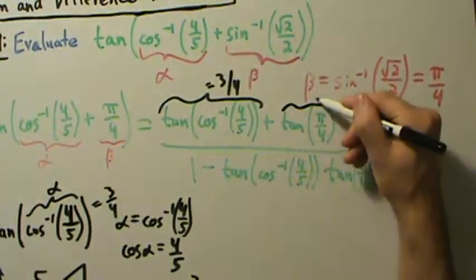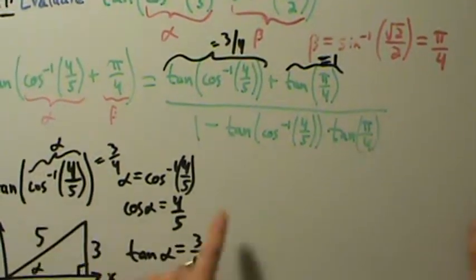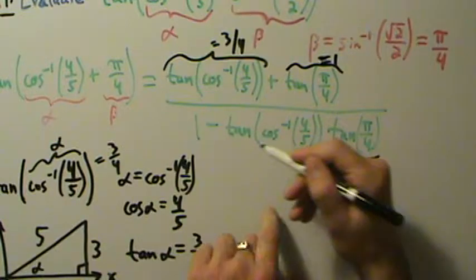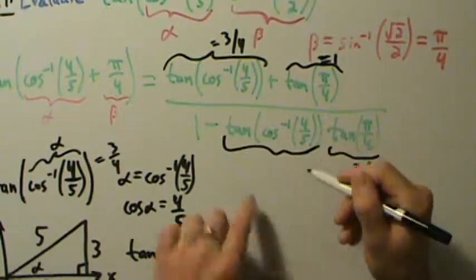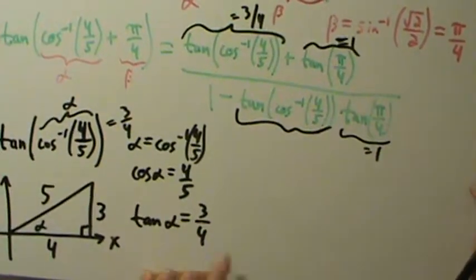And tangent of pi over 4, we know that equals 1. Same thing down here, tangent of pi over 4 equals 1. And this right here, tangent of the inverse cosine of 4 over 5, remember that's tangent of alpha, which we just found is 3 over 4.